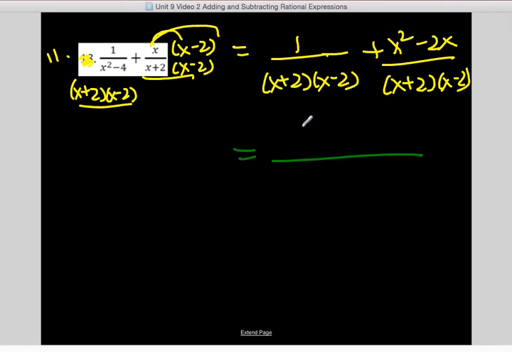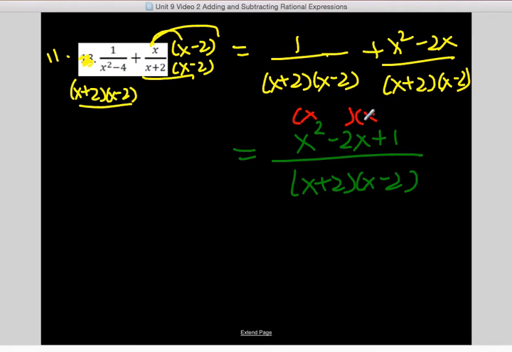I'm going to write it in order. So x squared minus 2x plus 1, and then I would have x plus 2, x minus 2. Then I would just check, does my numerator factor? Is there anything that multiplies to 1 but adds to negative 2? Well, negative 1 and negative 1.